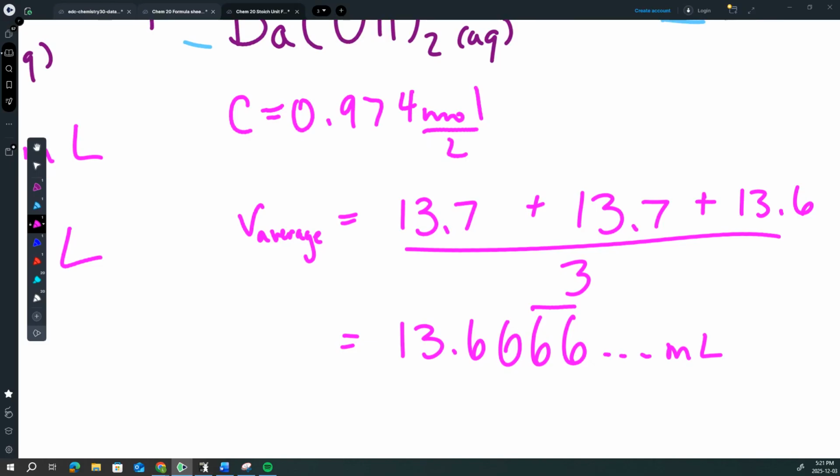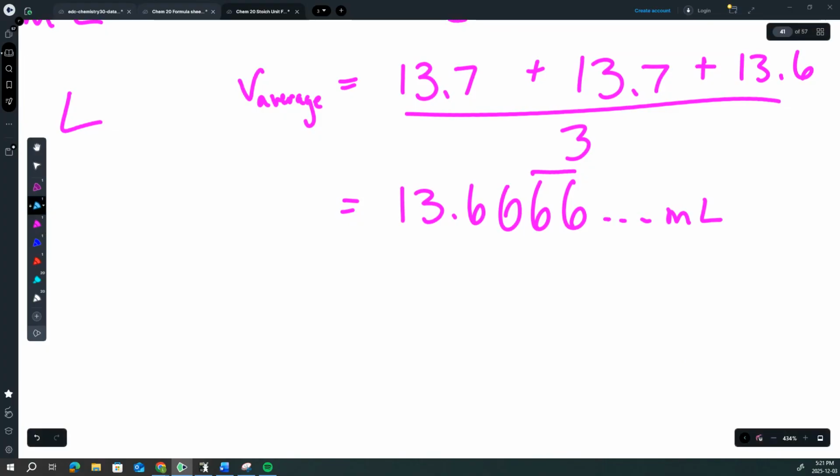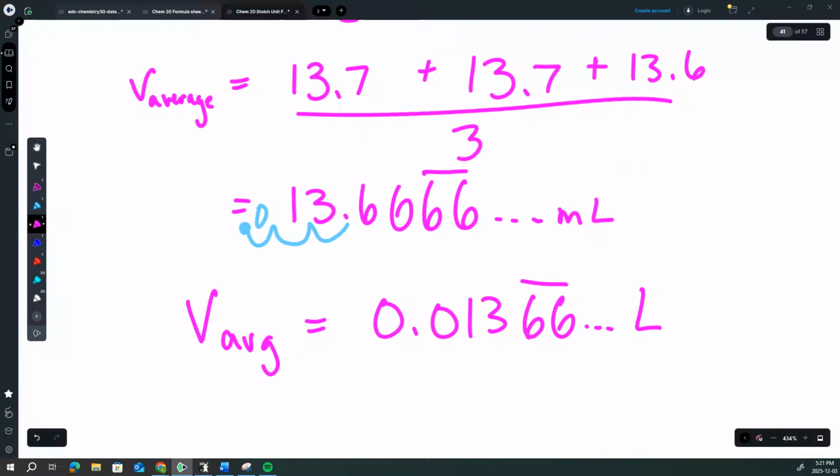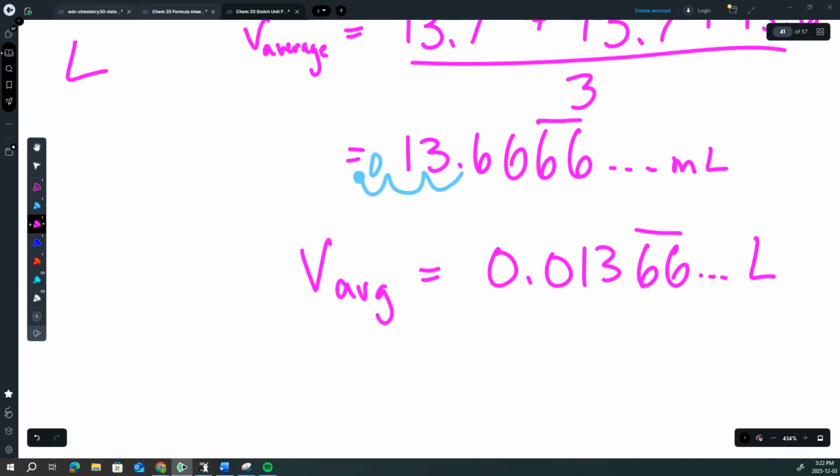But I'm going to convert this to liters, just because I know I'm eventually going to have to do that to cancel out with these liters here. So once again, we're just moving the decimal 3 spots to the left. So the average is 0.01366, this goes on forever, liters. Now the important part is that we're not going to round off this number. We are going to keep the raw number and use it in our calculation. So do not round a number off early in your calculations. You only round when you're giving your final answer.